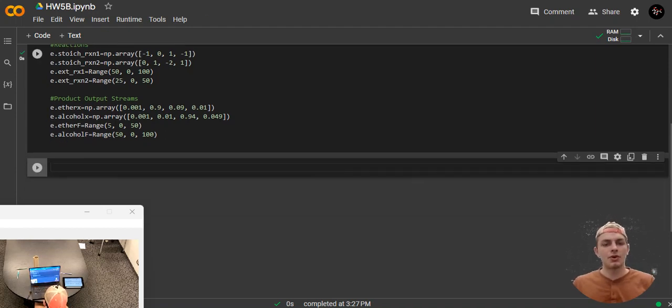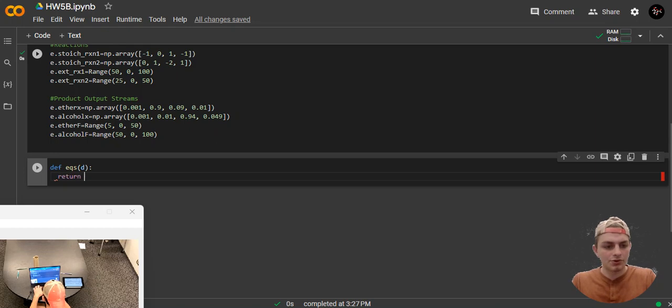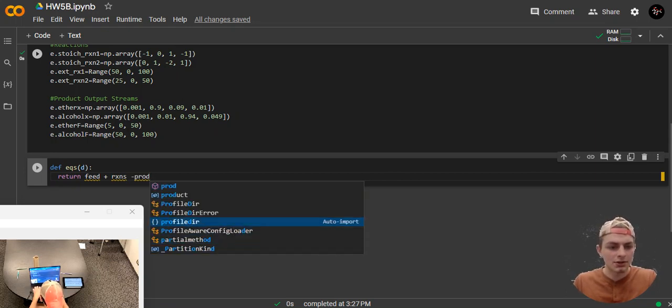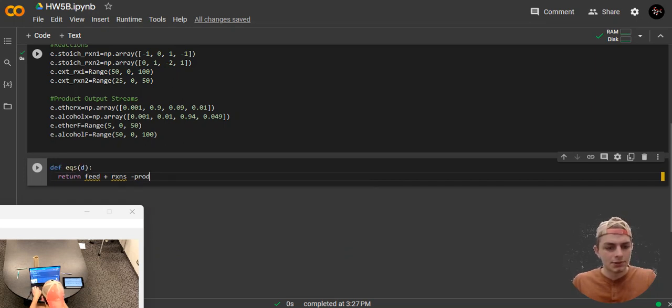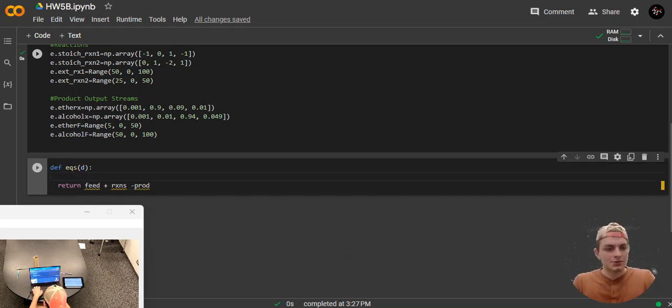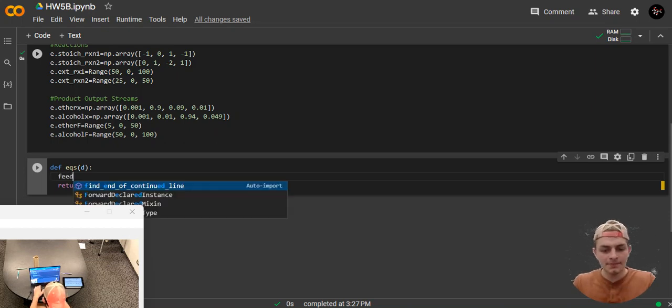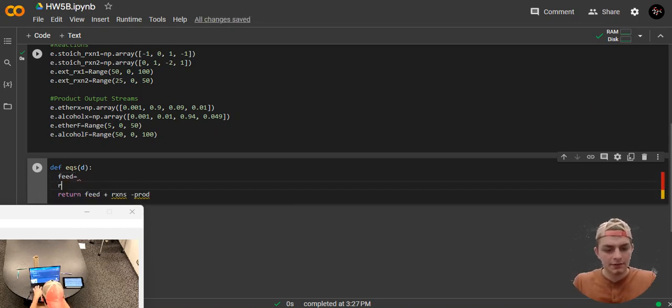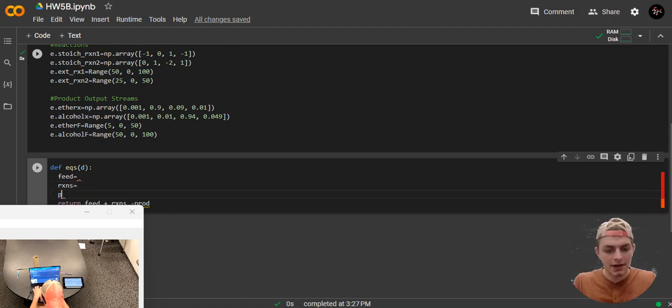And at this point, we're just going to go ahead and define our equations here, inputting some sort of dictionary. Now, again, what we're trying to return is the feed plus the reactions. We did the stoichiometry negative, so we'll add the reactions there, and then we'll subtract the product flow. Autocorrect screwing me over. Now, from here, all we need to do is define our feed, define our reactions, and define our products.